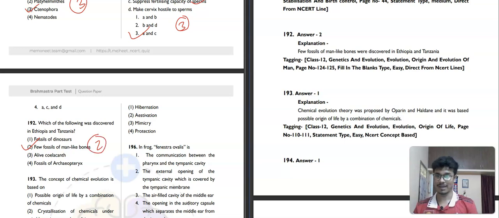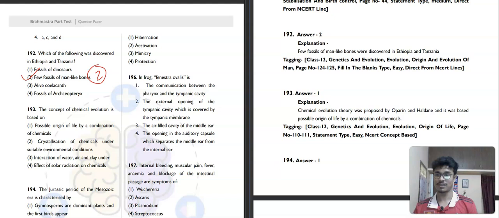Then question number 193. The concept of chemical evolution is based on possible origin of life by combination of chemicals, or crystallization of chemicals under suitable environmental condition, or interaction of water, air and clay, and then effect of solar radiation on chemicals. Okay. So the correct answer here will be option number first. A possible origin of life by a combination of chemicals. First option. The Oparin-Haldane experiment, you know that.